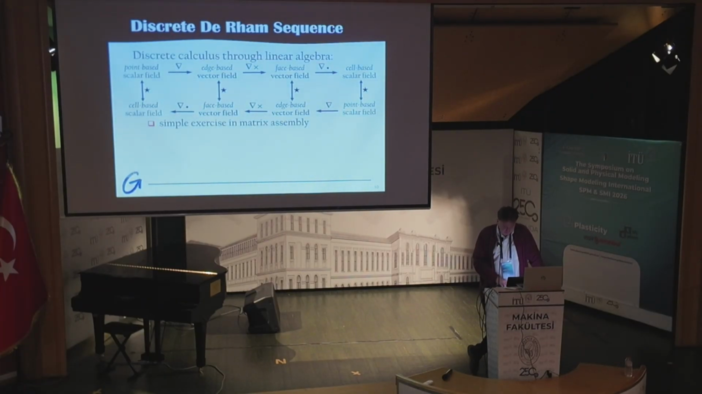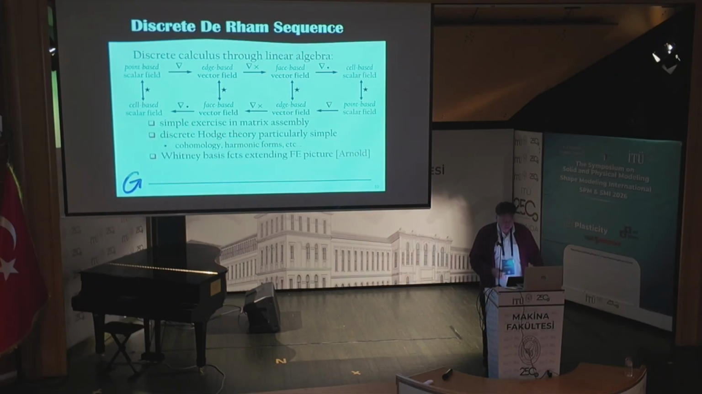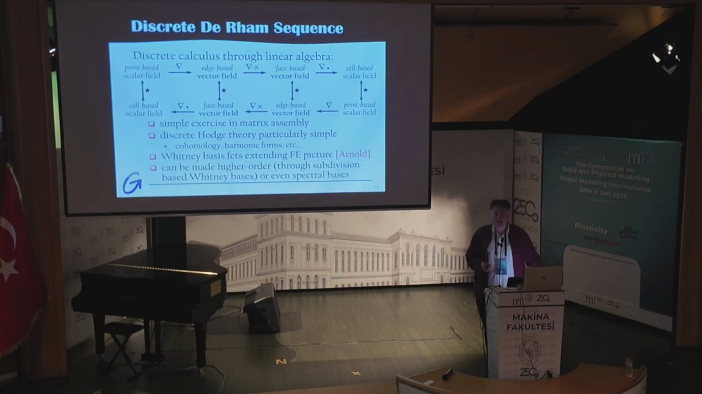And it turns out to be basically just a simple exercise in matrix assembly when you understand it properly. So that means, for instance, you can do Hodge theory directly on triangle meshes. All the notions of harmonic forms, cohomology, all of this carries through intact. You can even do finite elements by using Whitney basis functions, not just associated with nodes, but also associated with edges and facets, etc. So that's quite powerful. And if you're not happy with the piecewise linear accuracy, meaning first order accuracy, you can go to higher order accuracy using subdivision or even spectral basis.